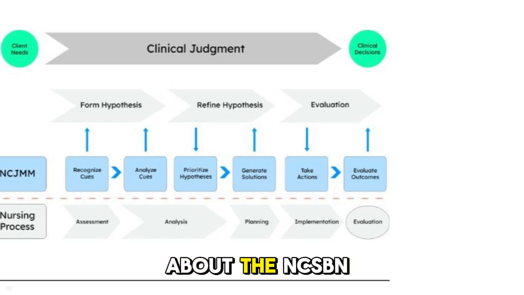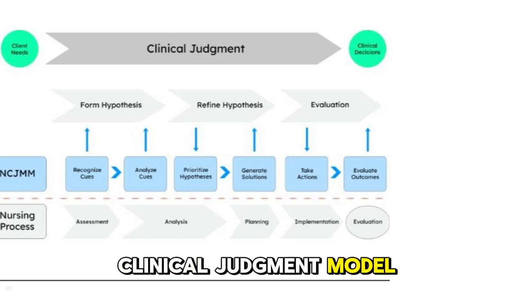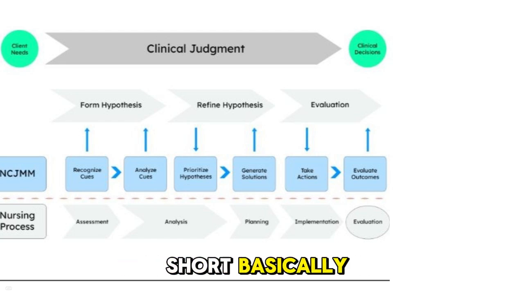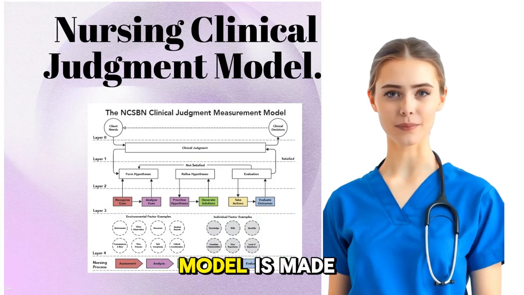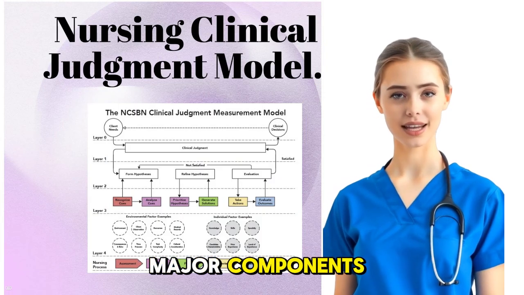Today, we're talking about the NCSBN Clinical Judgment Model, or NCJMM for short, basically the Nursing Clinical Judgment Model. If you're gearing up for the NCLEX, the nursing licensing exam you take after your RDN or BSN, you really want to know this model like the back of your hand. So let's jump right in. The Clinical Judgment Model is made up of 6 major components.